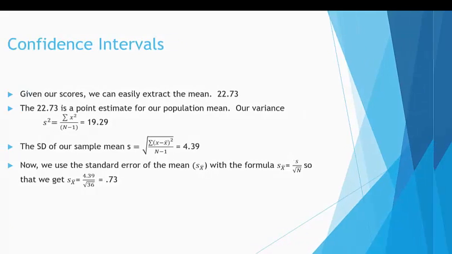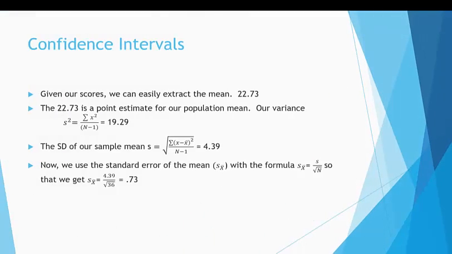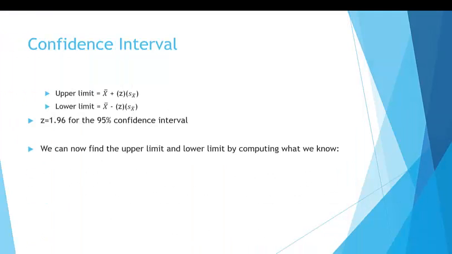So what do we do with that? We go to our confidence intervals. Our formula of z times the standard error at 95% confidence interval is 1.96. So 1.96 times the standard error of 0.73. For our upper limit, it comes out to 1.43.